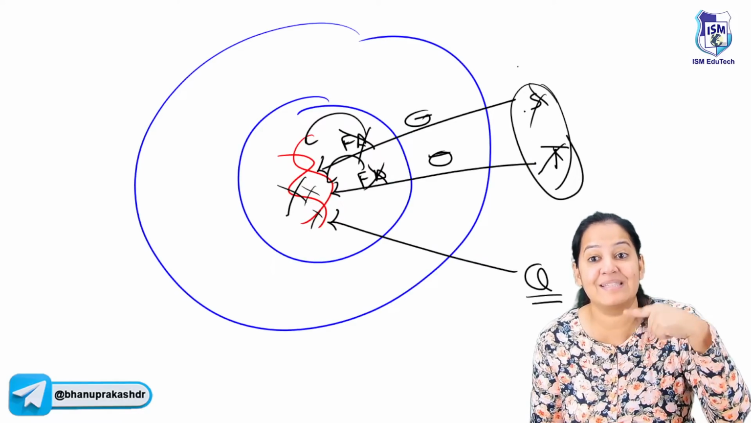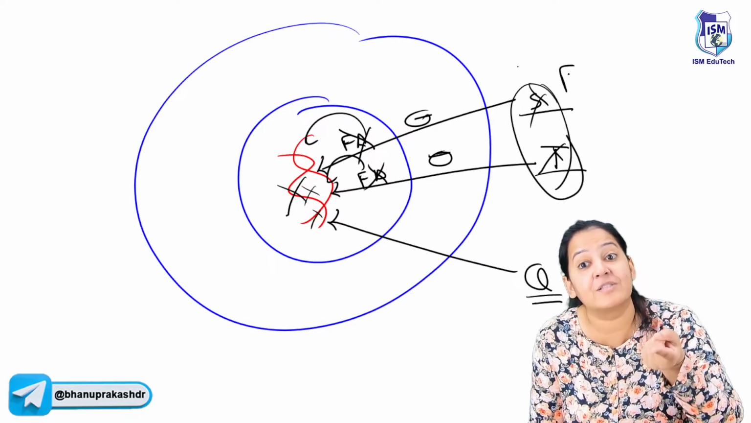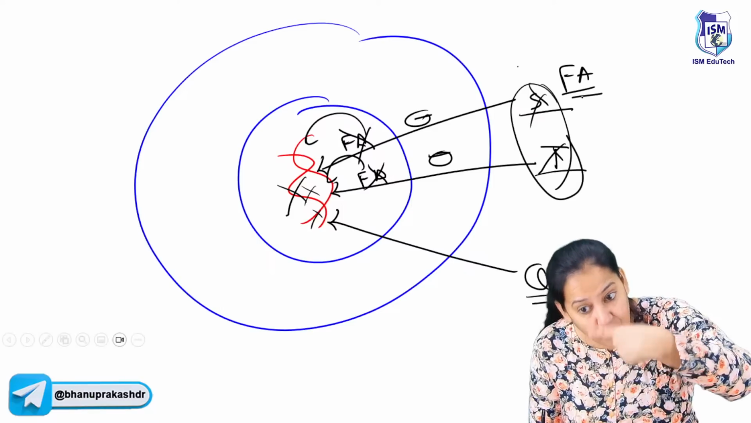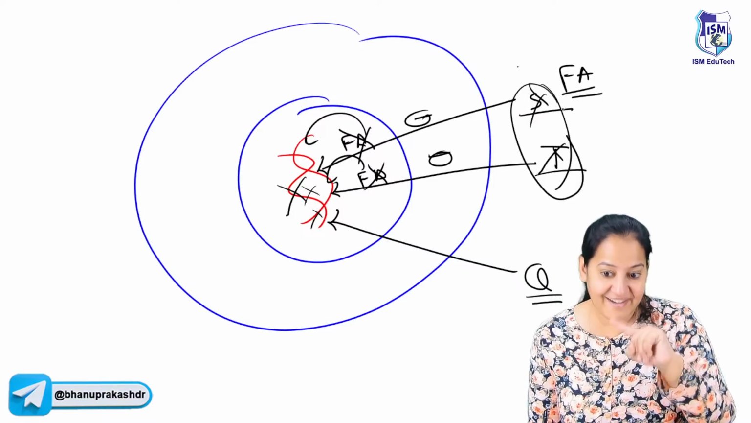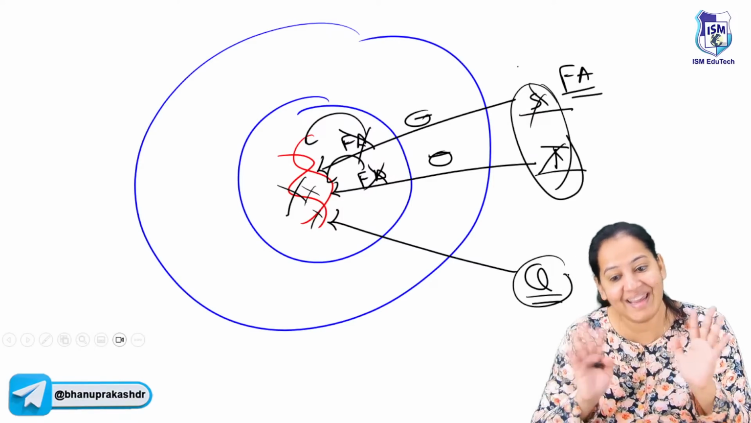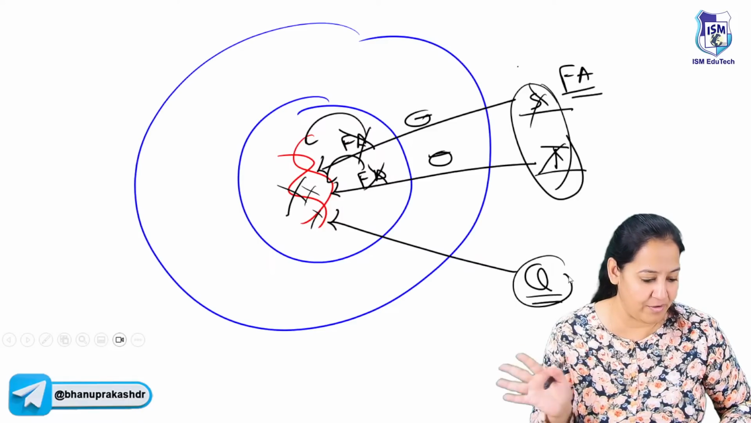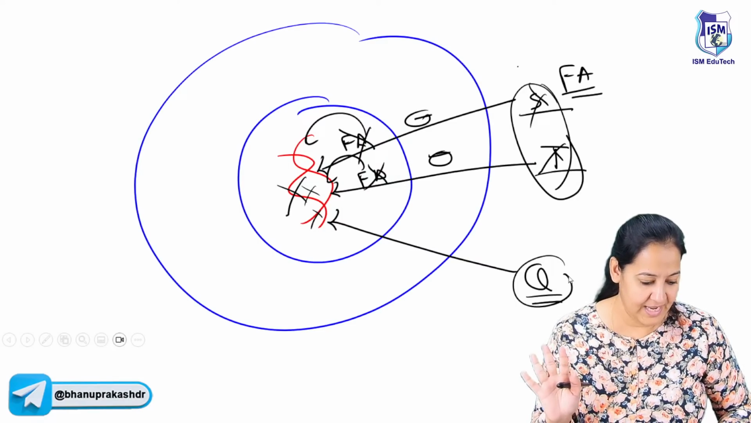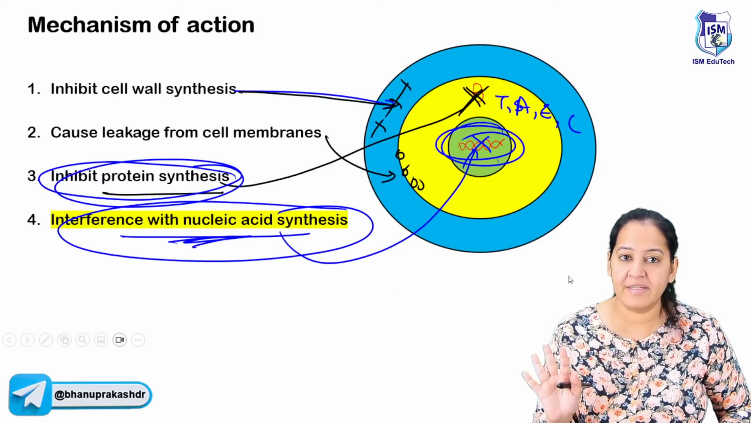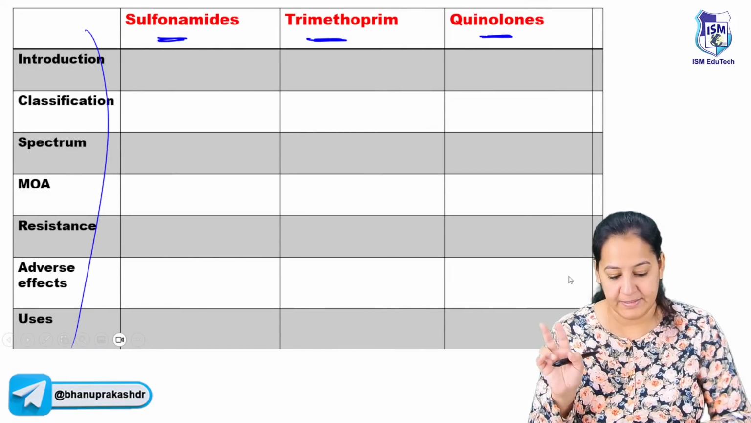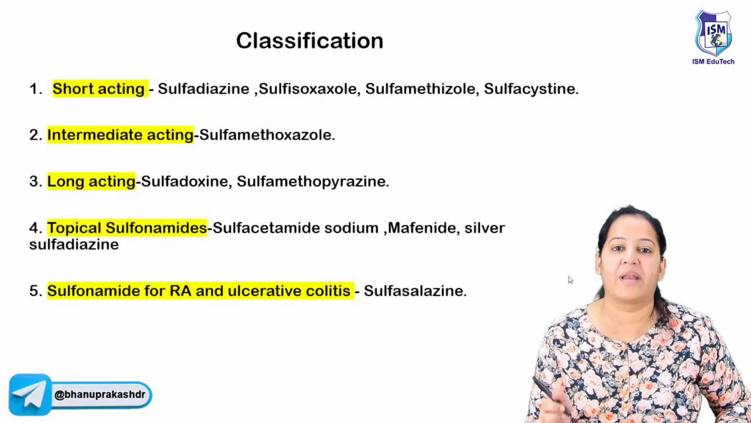So basically, sulfonamide and trimethoprim are inhibitors of folic acid synthesis, which is required for DNA synthesis. So these two are indirect inhibitors, but quinolone directly inhibits DNA only. It is not inhibiting the intermediate. Got it? Can we go ahead? So these are the 3 antibiotics which inhibit nucleic acid synthesis.